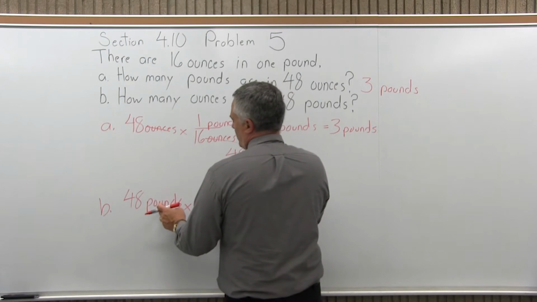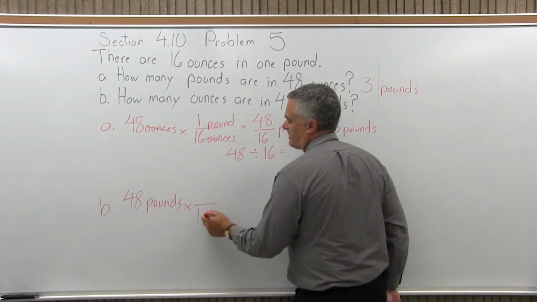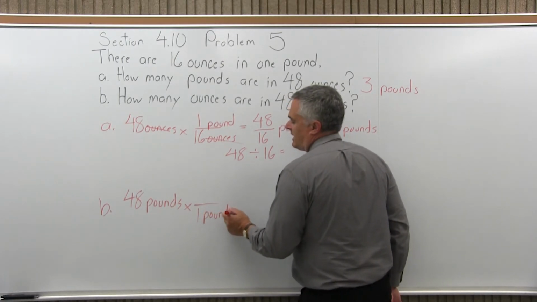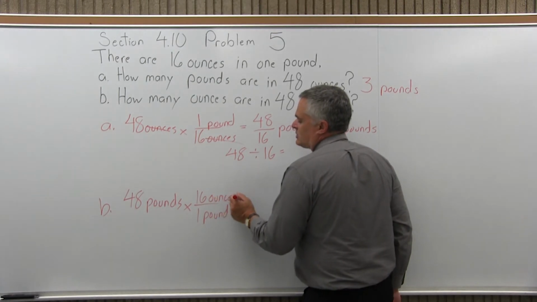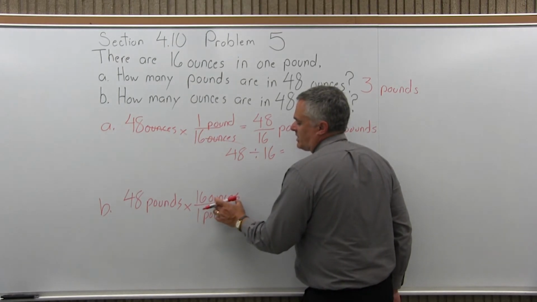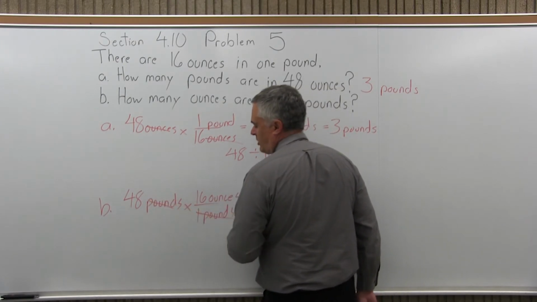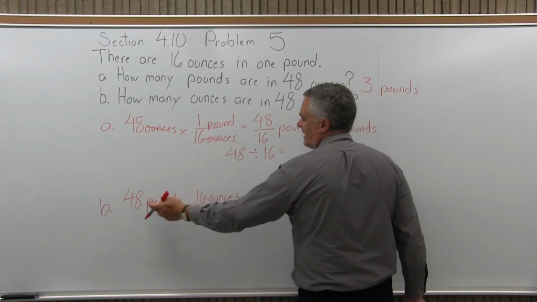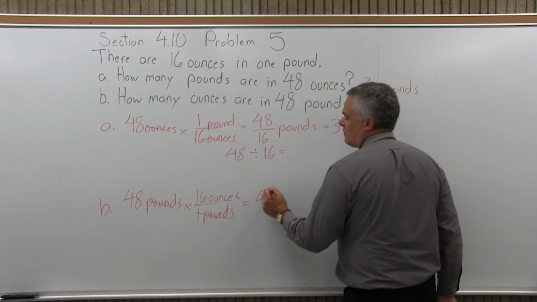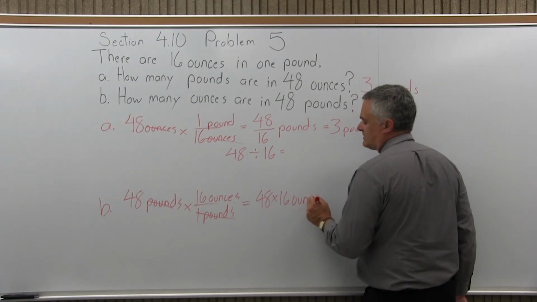But the denominator has to contain the units that I want to cancel. I'm canceling pounds, so pounds must go in the denominator. So I have 1 pound in the denominator, and that is equivalent to 16 ounces. So pounds are going to cancel, leaving my units of measure with the ounces. So pounds on the top, pounds on the bottom, they cancel, and I'm left with 48 times 16, and my units of measure will be ounces.